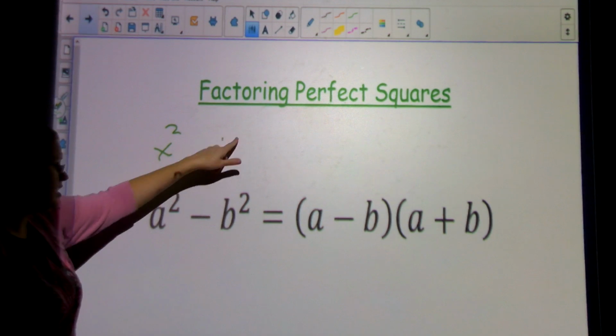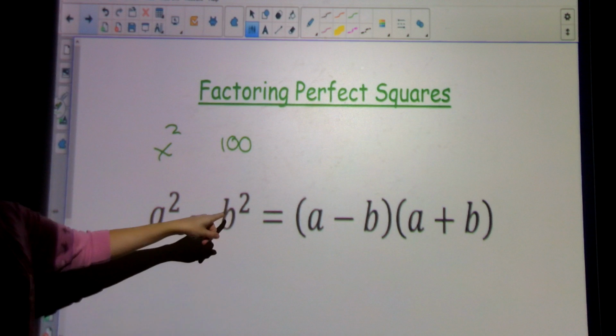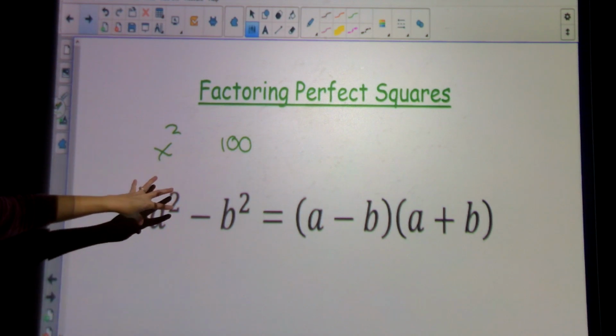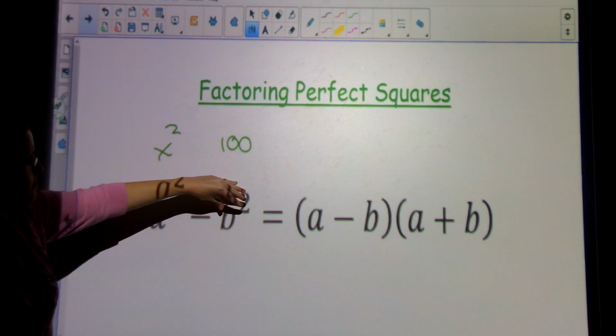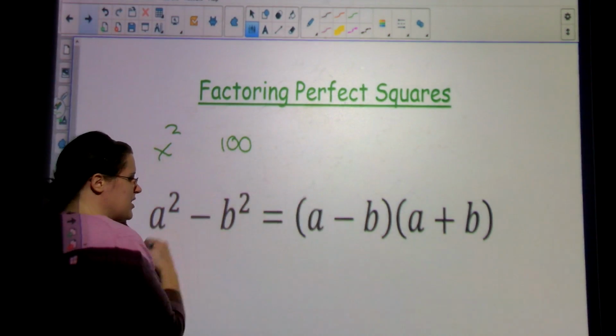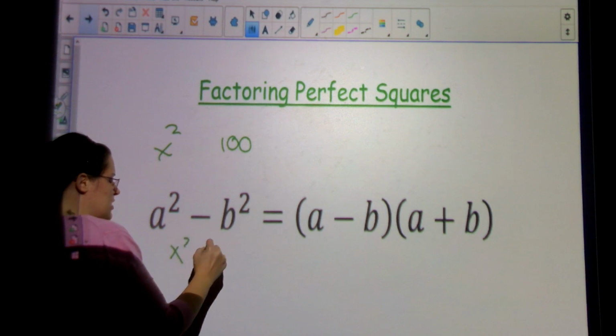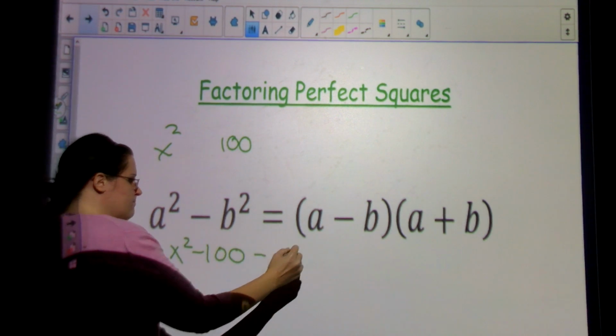Other perfect squares, let's say it's 100. 100 is a perfect square. That is 10 squared. So if you have a perfect square minus another perfect square, it will factor out a minus b, a plus b. I think we kind of remember because somebody said this the other day. So let's use this example. Let's say x squared minus 100.